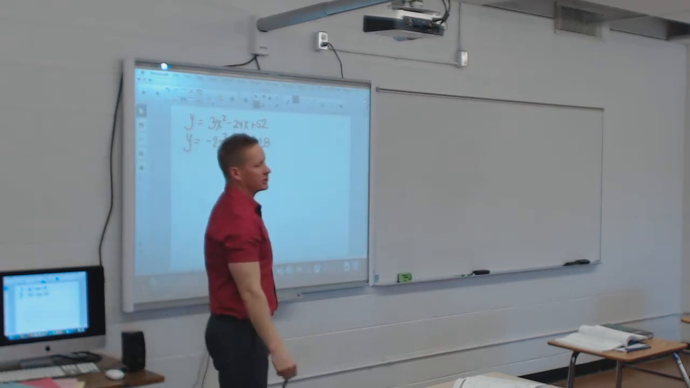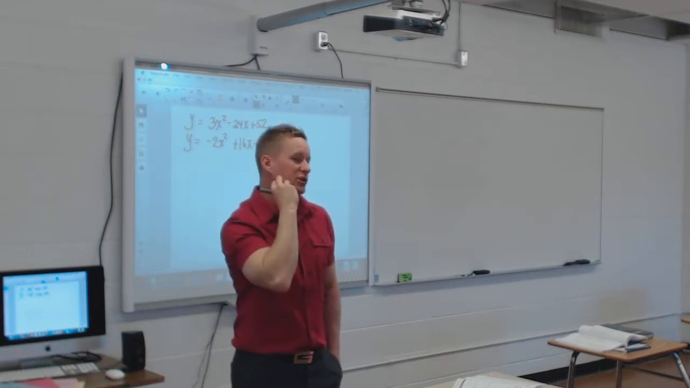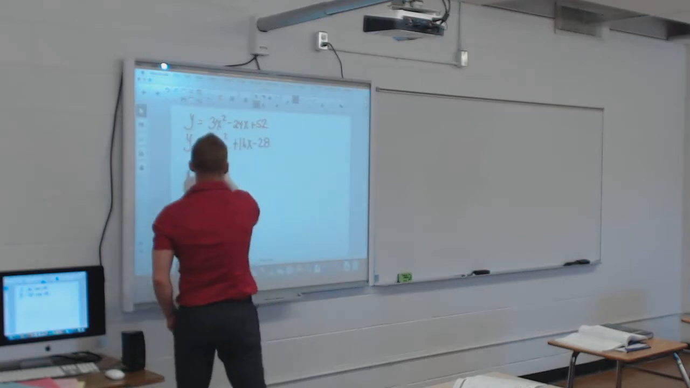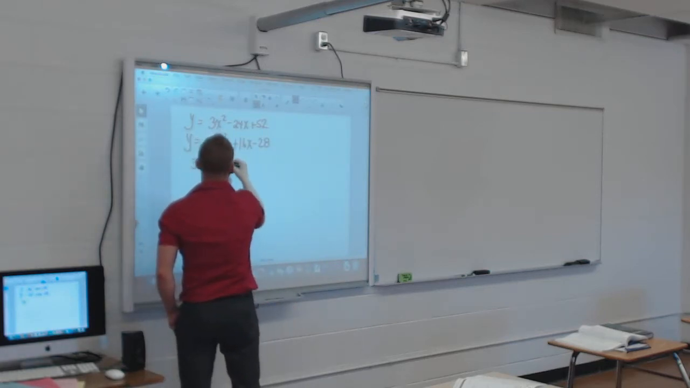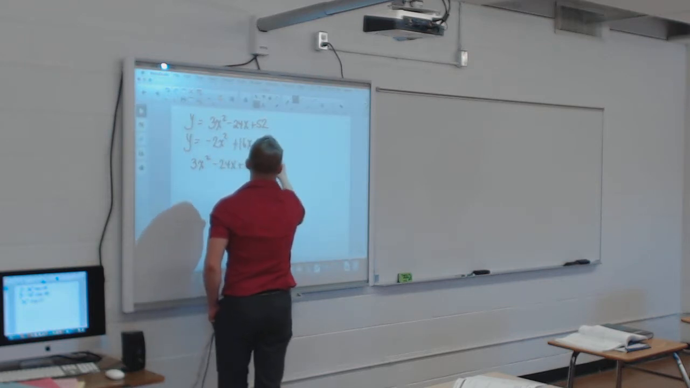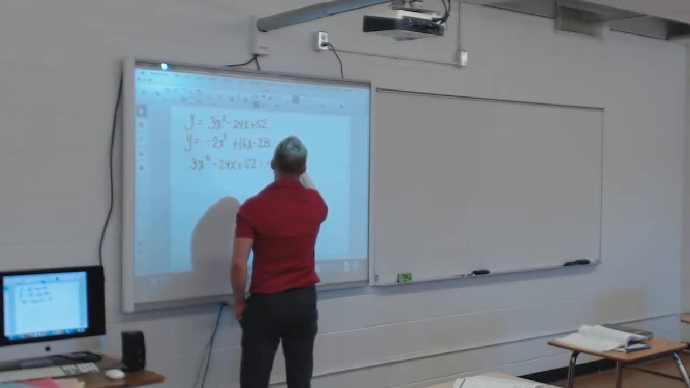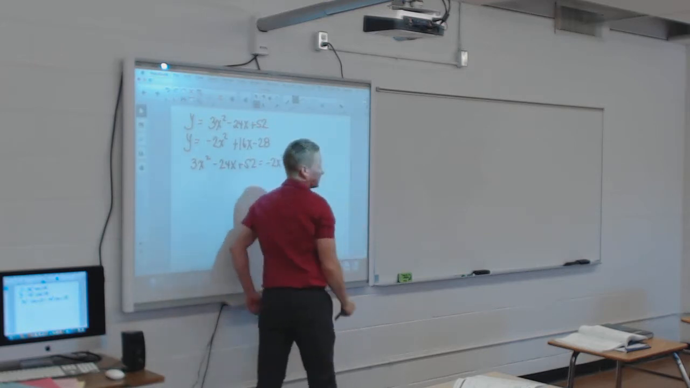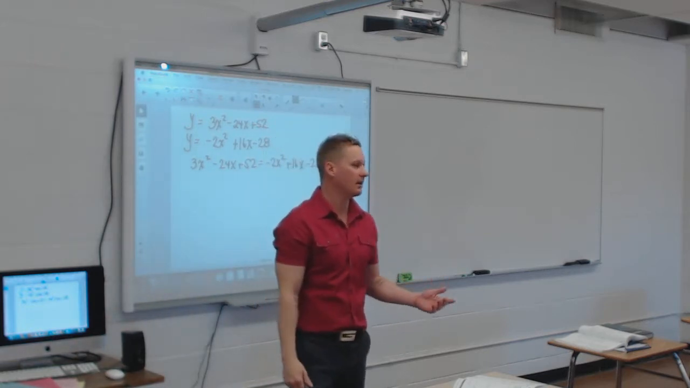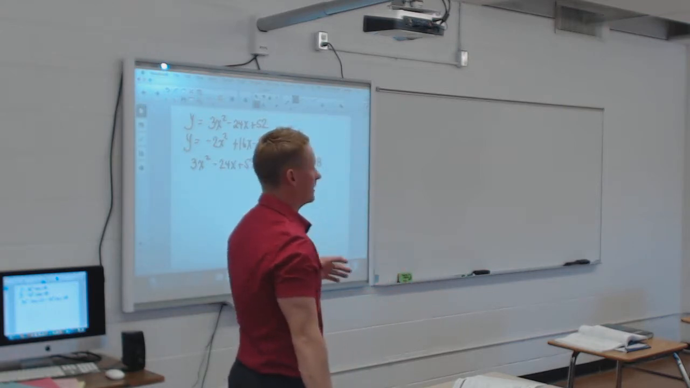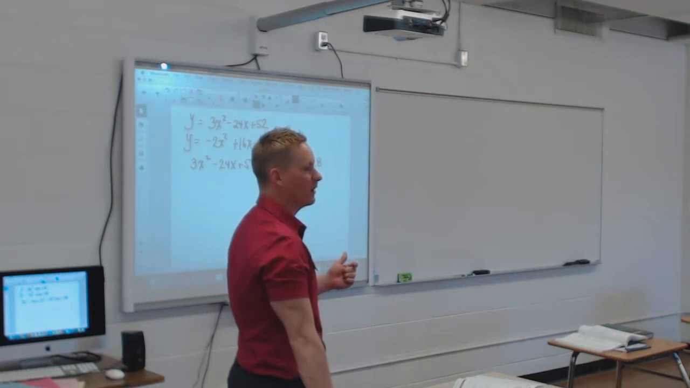Okay, so now I'm actually set up nicely again for elimination. So that's what you wanted. But we'll work with substitution, so I've got 3x squared minus 24x plus 52 equals minus 2x squared plus 16x minus 28. So now, tricks of the trade here. You can do it whatever way you want, but my preference is to always make that x squared positive.